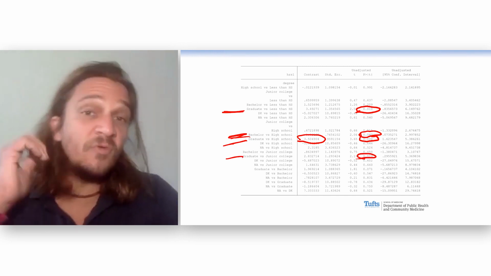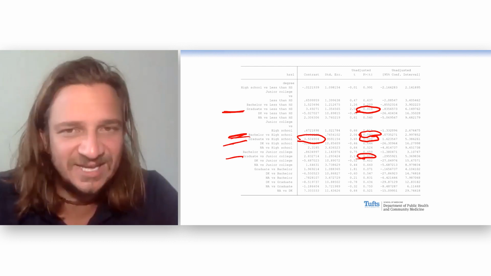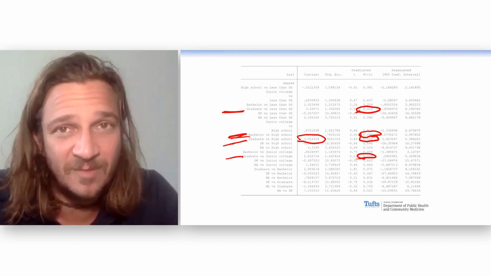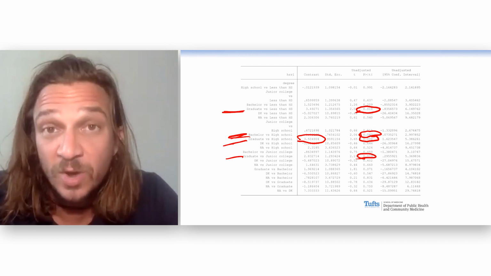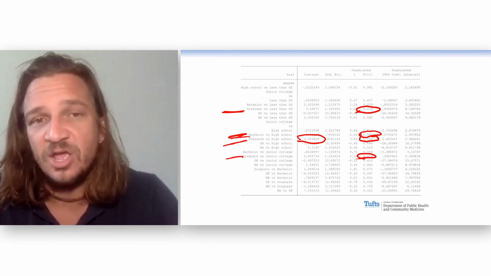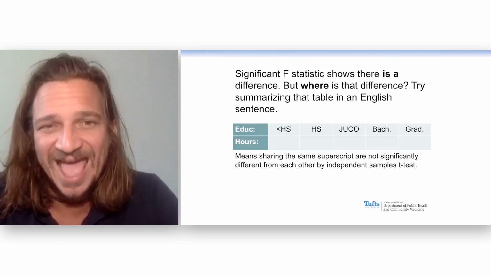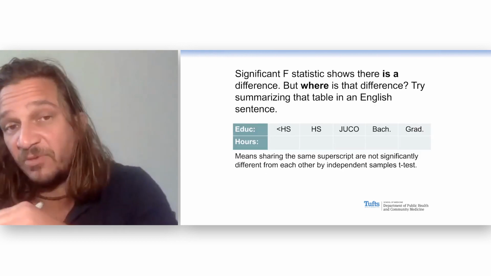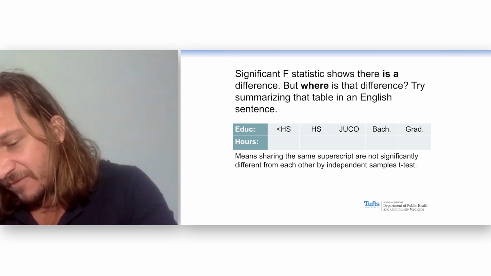Now, can you summarize this in one English sentence? It gets a little hard to summarize it. Now, there's a way to do it that you'll often see in the literature, and it looks like this. You make a table. This is called tabulate. And what you can do is plug in the means.